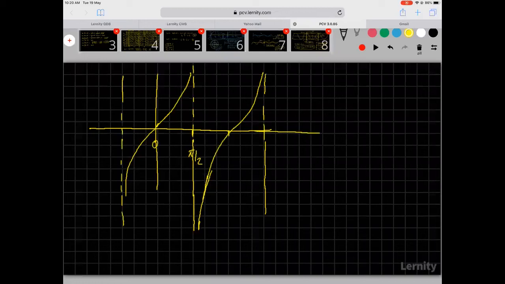Now, see, there is no way I can jump from this side to this side. Tan more than pi by 2 is negative. So this is pi. Then this is 3 pi by 2. And we keep going on. So this is minus pi by 2 and so on.